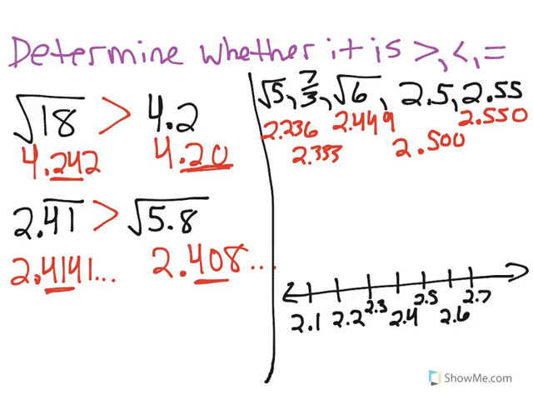2.236. That's going to be between 2.2 and 2.3, but closer to 2.2 than to 2.3. I'm going to graph these above the number line, and I recommend doing this anytime you're graphing. It also helps in case you need to make an adjustment, so you don't have to erase the whole number line. So a little less than halfway between 2.2 and 2.3. That's going to be square root of 5.